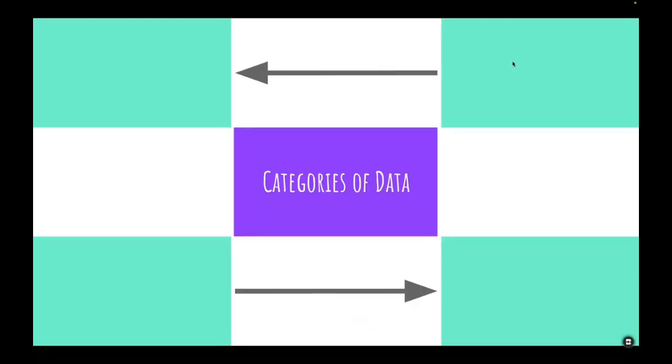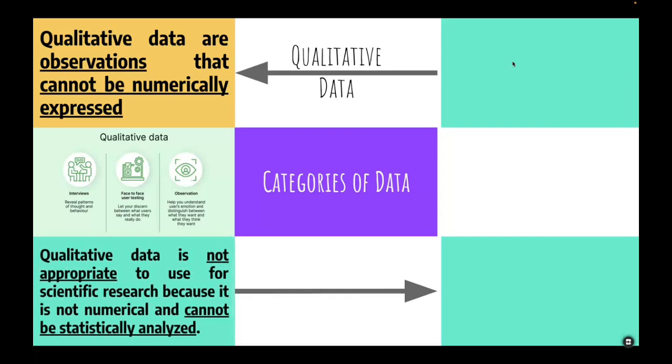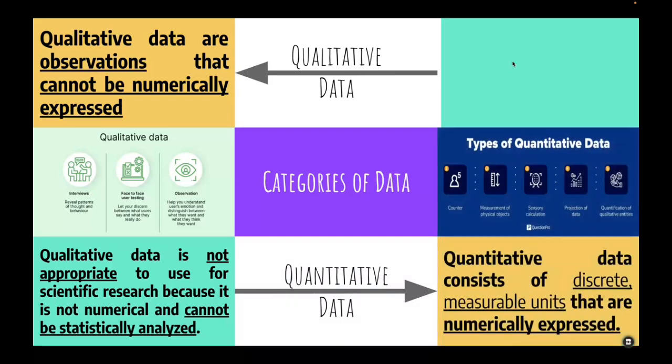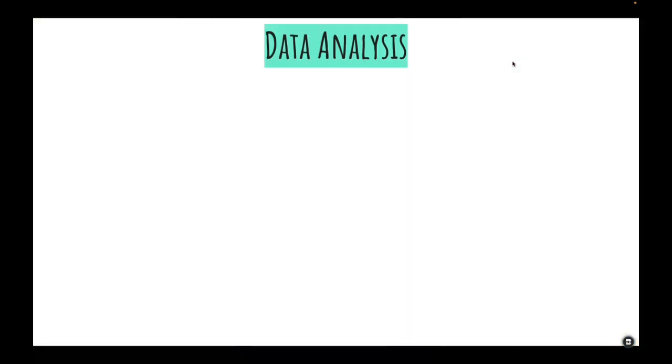All right, and so there are different categories of data. We have qualitative data, like we mentioned, and these are observations that cannot be numerically expressed. Qualitative data is not appropriate for scientific research because it cannot be statistically analyzed. And we have quantitative data, which consists of numbers, so discrete measurable units that are numerically expressed. Quantitative data is required for scientific research. So remember that science requires numbers that you can analyze mathematically.